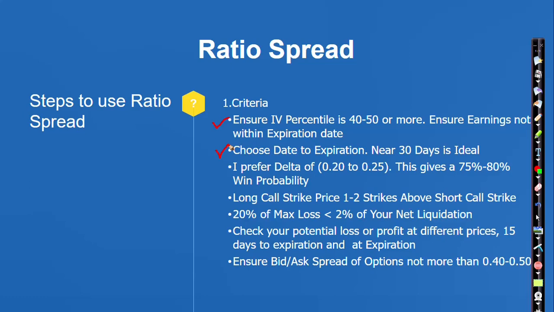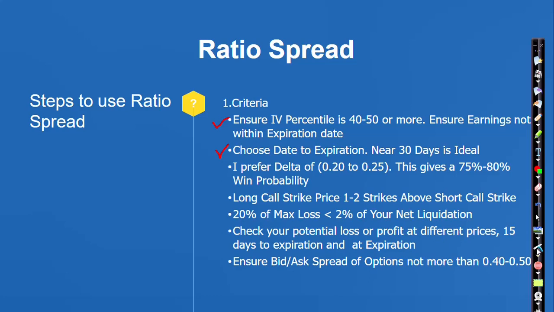So if we select below 30 days, the theta is decaying very fast. In this strategy we are purely focusing on theta, so that is why we are selecting below 30 days. Basically I prefer 20 to 25 delta, which gives me 75 to 80% winning probability.